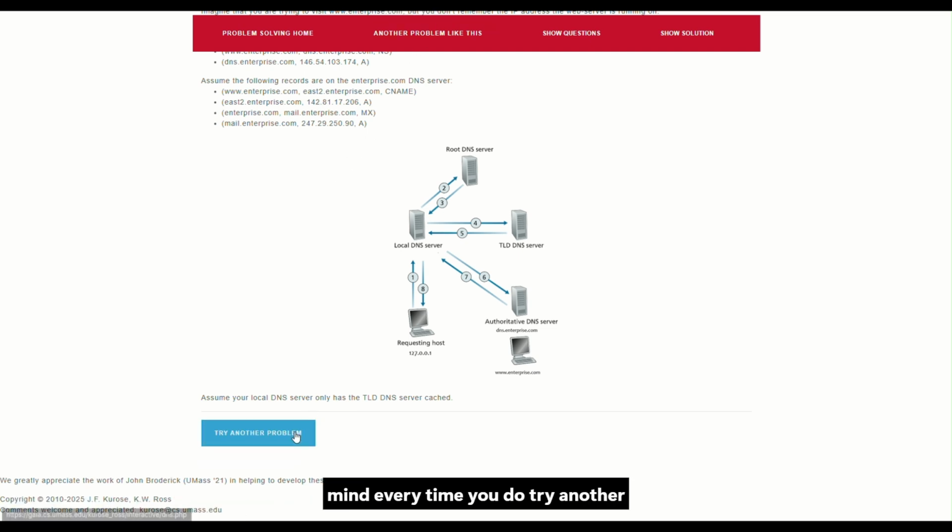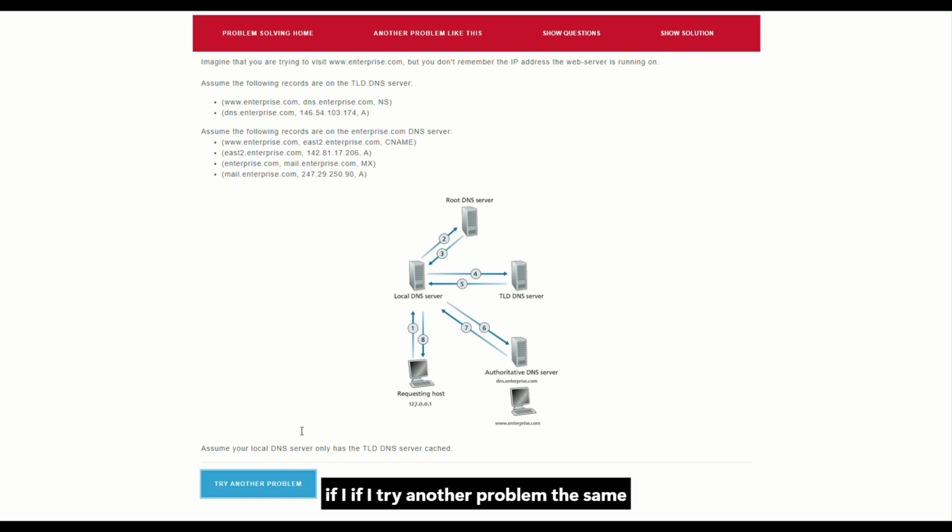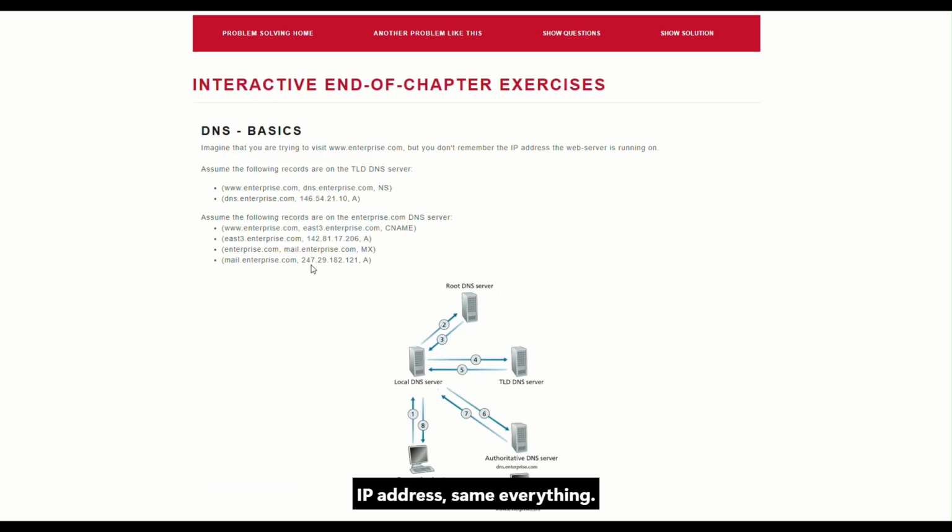And keep in mind, every time you try another problem, it will give the same exact one. So if I try another problem, the same IP address, same everything.